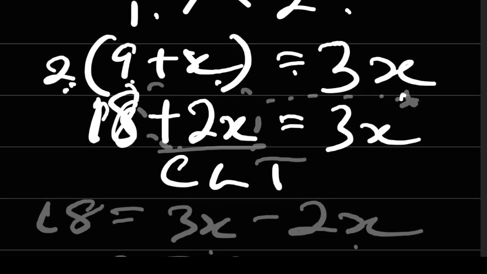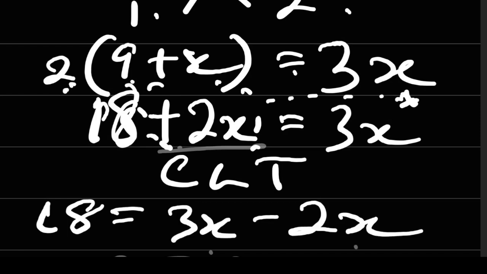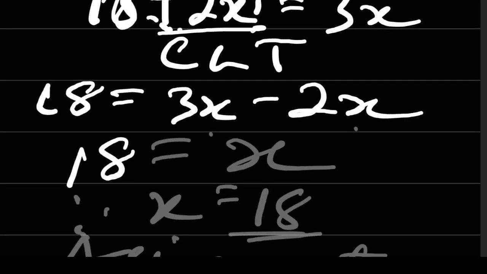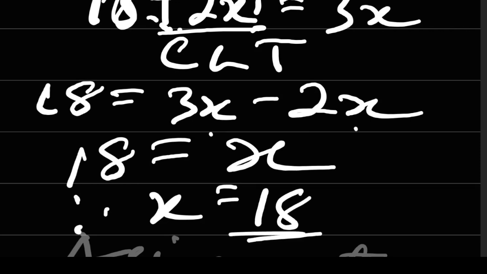We'll collect like terms at this point. This plus 2x will move to the other side to meet its like term. So we're left with 18 equals 3x minus 2x, because when a positive number crosses equality, it turns to negative. 18 equals 3x minus 2x, which is 1x. 1x and x mean the same thing. So therefore, x equals 18.